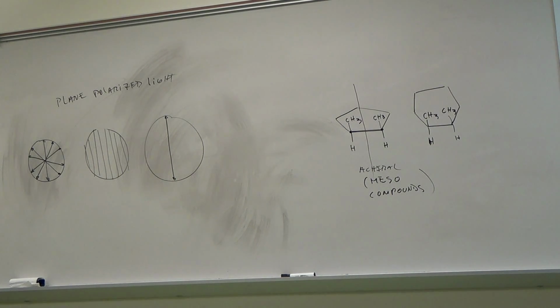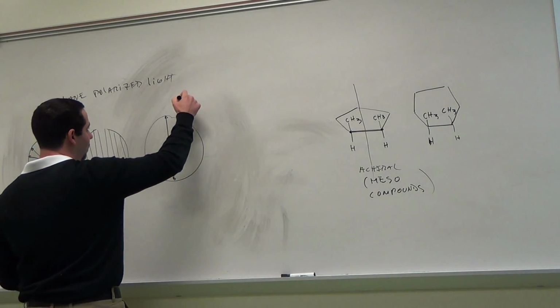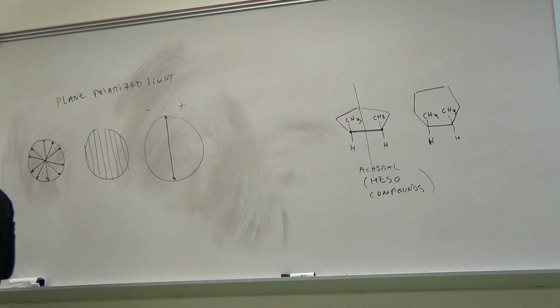Now, if you pass this plane polarized light through a sample, and this sample is chiral, it will rotate plane polarized light, either that way or this way, yes? If it rotates this way, according to what you see, if you're standing in front of the instrument, it's positive. If it rotates it that way, it's negative. If it rotates it in the positive way, it's called dextrorotatory.